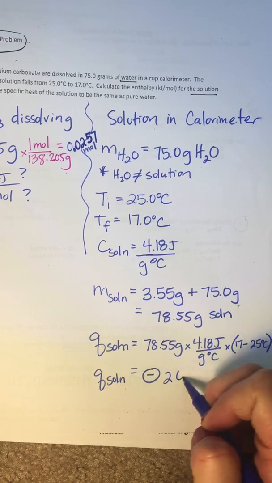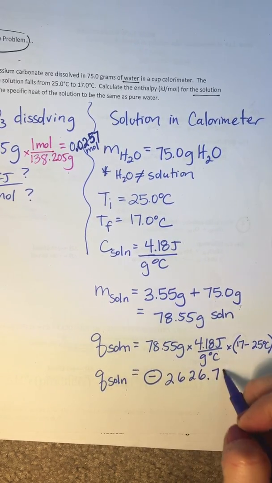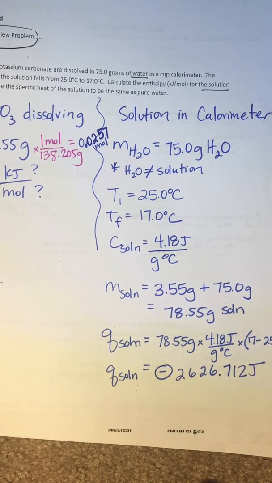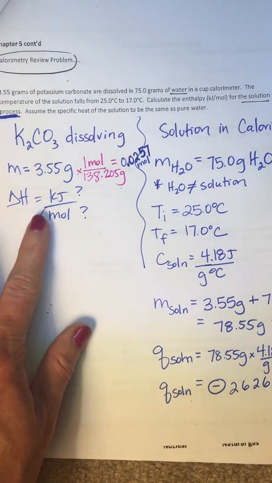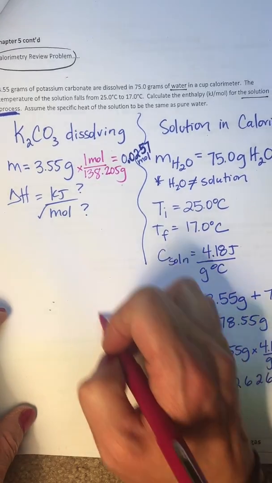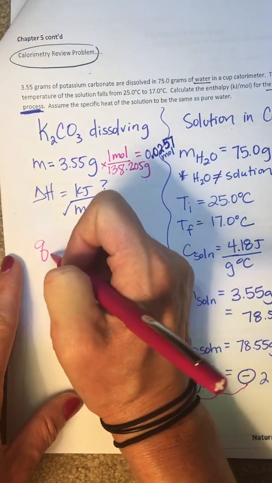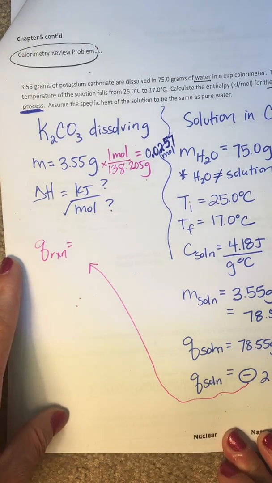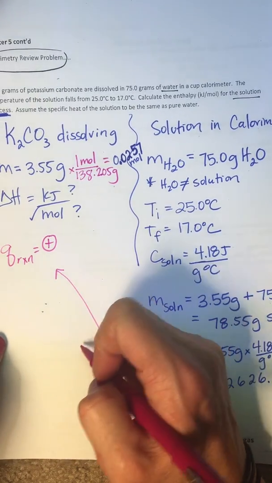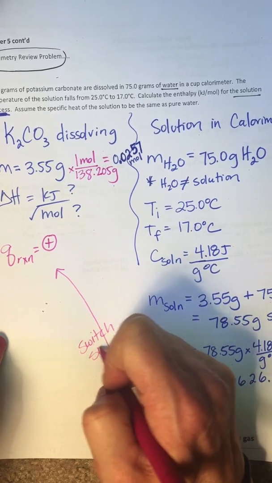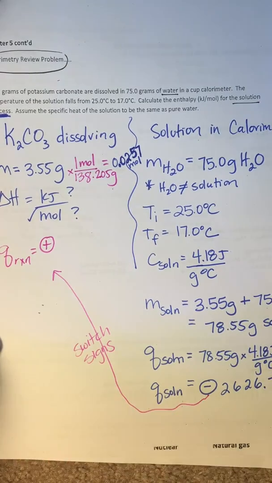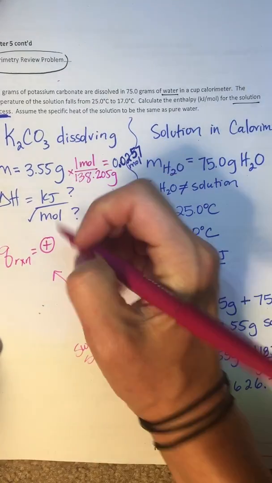So negative 2,626.712, and that is joules. So now, just like the other problem, they want to know what is the enthalpy for the act of dissolving that, the solution process. So we've got to take this value over here. So our Q for our reaction, okay, the solution process, is the positive version of that number. So again, we're switching our signs. Heat lost equals heat gained, and vice versa. So if this was positive, this would be negative. Since this is negative, this is going to be positive.